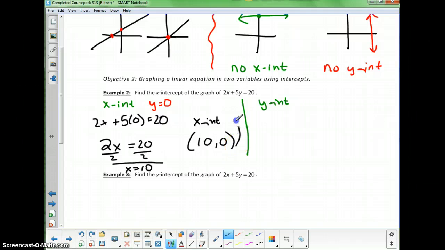Intercepts should be written as ordered pairs. I already knew the y-coordinate was 0, and I found the x-coordinate was 10.